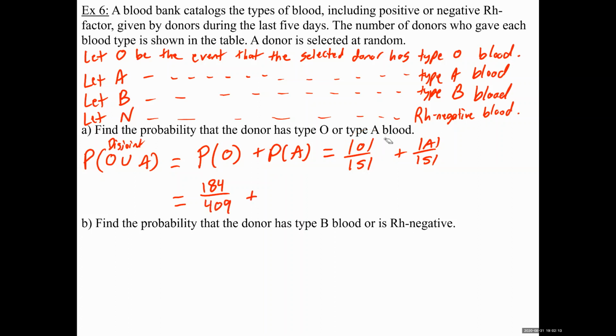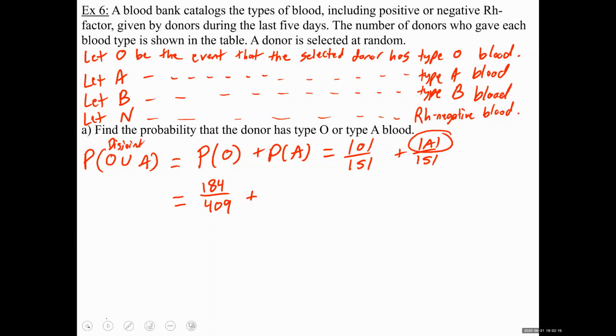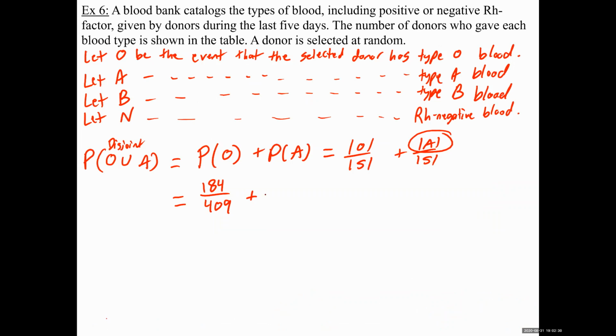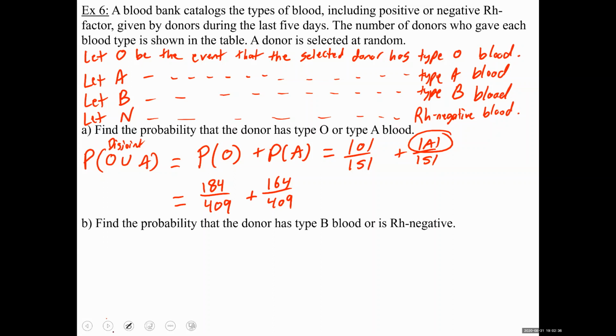Let's go to this one. This says count how many people have type A. Let's go back to the table. Right here. Type A. How many people have type A total? 164. There's 409 people total in the whole, so that's the sample space. 164 over 409. And then you add those and you get whatever you get. So 409 on the bottom, we got to do 184 plus 164.